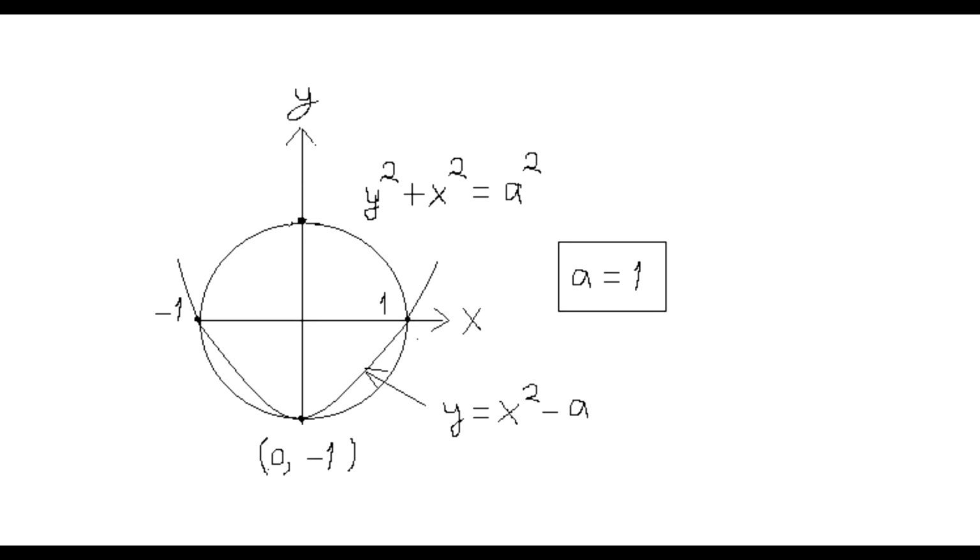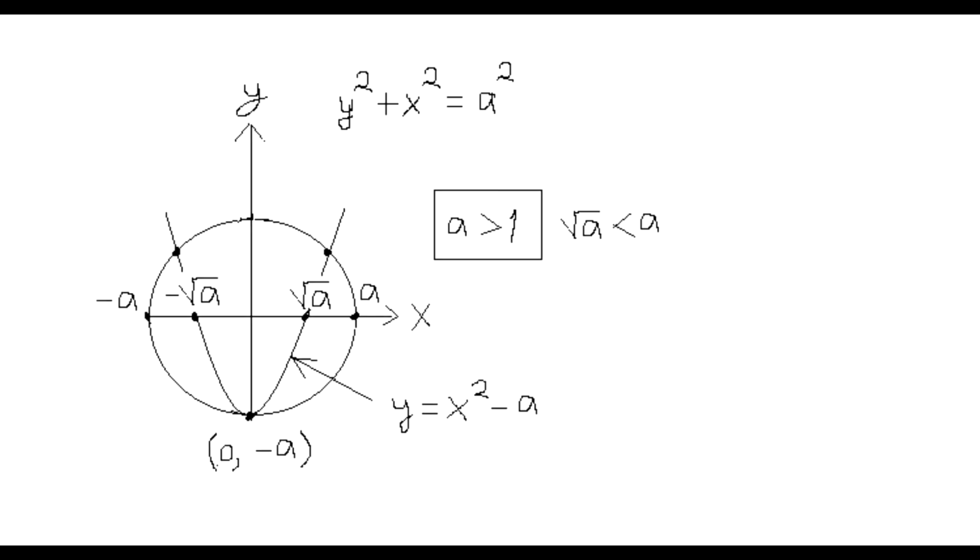Let's examine now the simple case when a equals 1. In this case, both the circle and the parabola cross the x-axis at the same 2 points with x-coordinates minus 1 and plus 1. In this case, the circle and the parabola have 3 points of intersection.